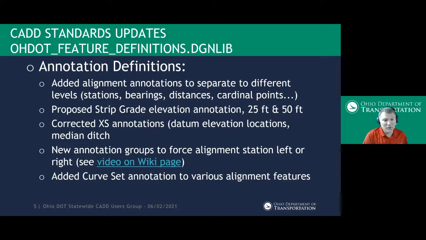And then there are new annotation groups that were just added recently to force the alignment stations left or right. A lot of people have asked about that. Similar to the GeoPack workflow, where we could control which side we wanted things to show up on, you can do that now by using a different annotation definition. I think Eric produced this. There's a video out there on the wiki page that explains how to make those changes if you need them. We also added curve set annotation, so you've probably seen that already, where the spiral curve data is all combined together.